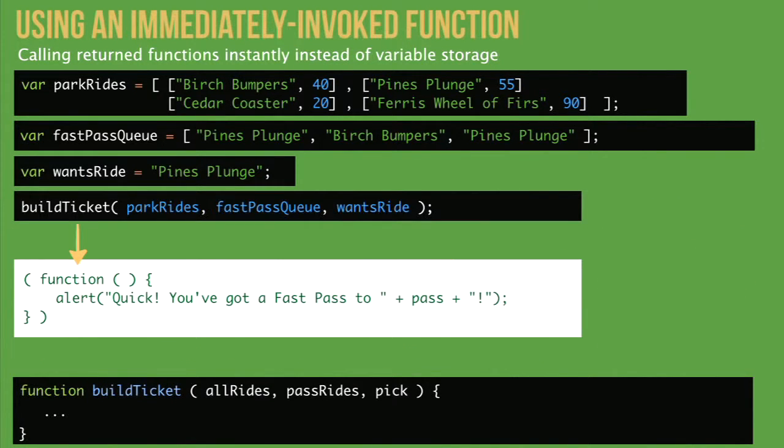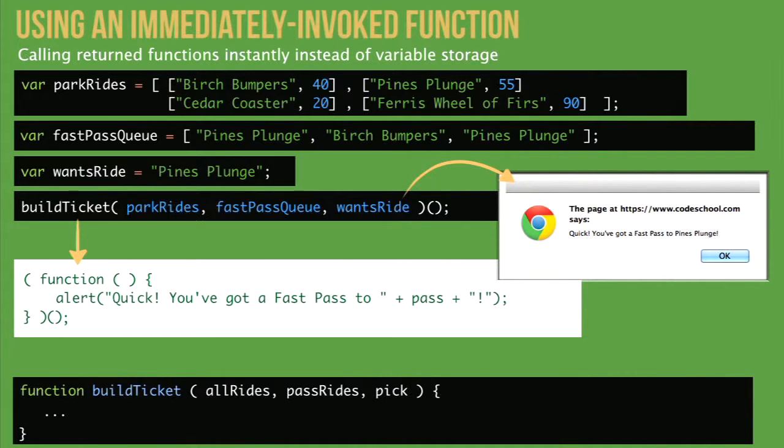Well, if we scoot our semicolon out a little bit, and then we swish in some parameter parentheses, then the same thing would happen to our returned expression. It would also get some parentheses. So now we're kind of on the right track. We're getting closer to calling it. And once we scoot our semicolon back in, then our function expression with its parameter parentheses and its semicolon becomes an immediately invoked function. When that happens, what do we get? "Quick, you've got a FastPass to Pines Plunge." How awesome is that? An immediately invoked function, no variable necessary. And our FastPass queue shortens right up.